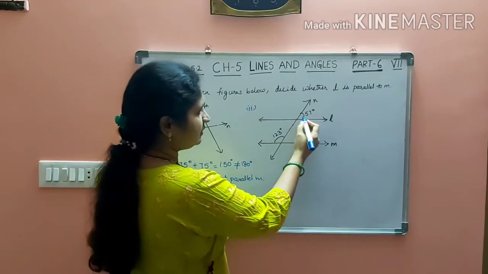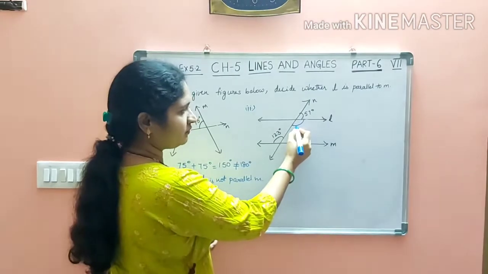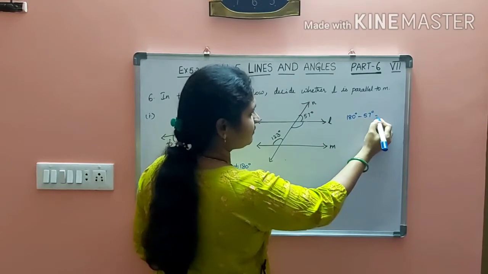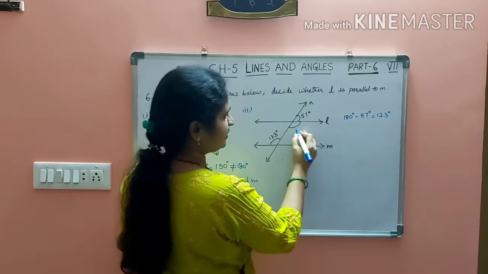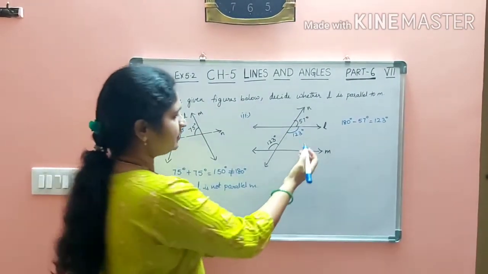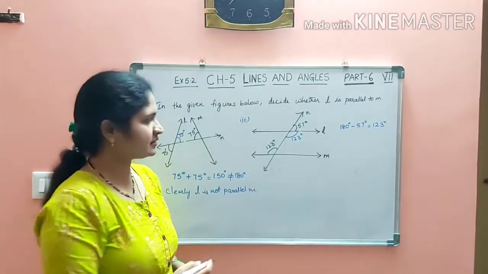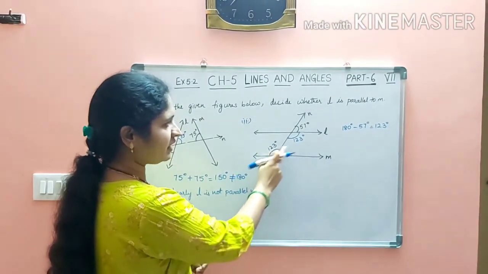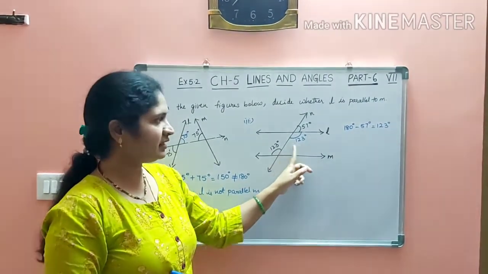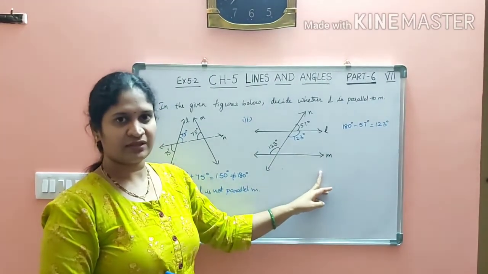Children, if this is 57 degrees, these two will become a linear pair. So what will be this angle? 180 degrees minus 57 degrees, which is equal to 123 degrees. So this one is becoming 123 degrees. Children, what are these two angles here? Alternate interior angles. So if you observe here, these two angles are equal. Here it is 123 degrees and here it is 123 degrees. So alternate interior angles are equal. So we can conclude that L is parallel to M.